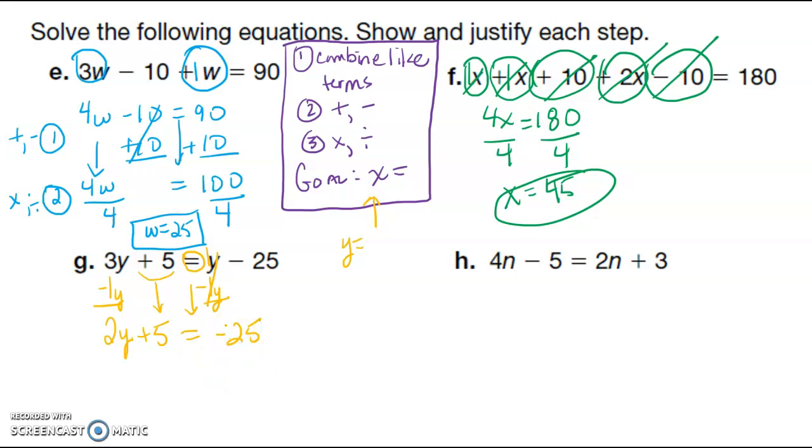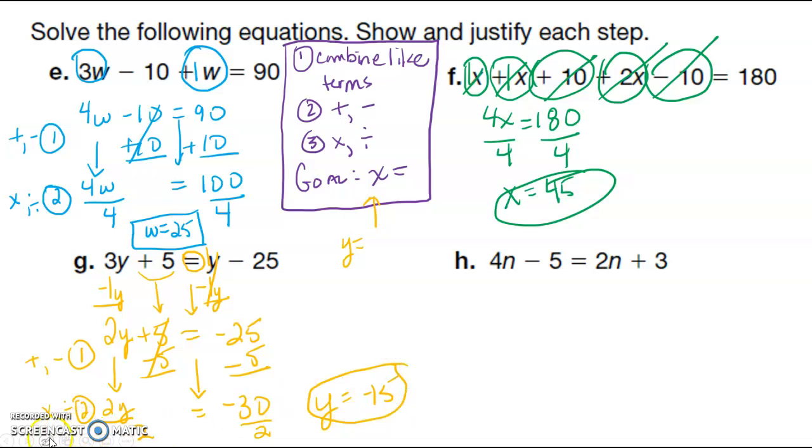Now I have my two-step problem, right? First step is to add or subtract. I'm going to get rid of this 5 because it's not attached to y. 2y comes down. Equals comes down. This goes away. This is negative 30. We divide. That's the second step, multiply or divide. So y is equal to negative 15. That was pretty involved.